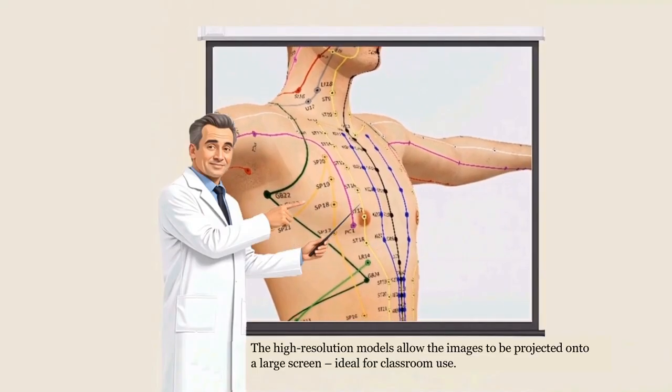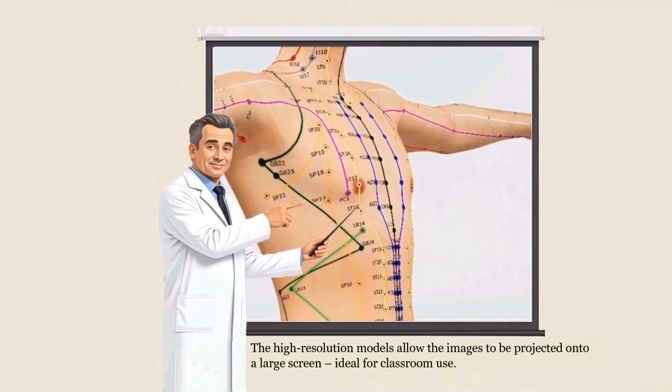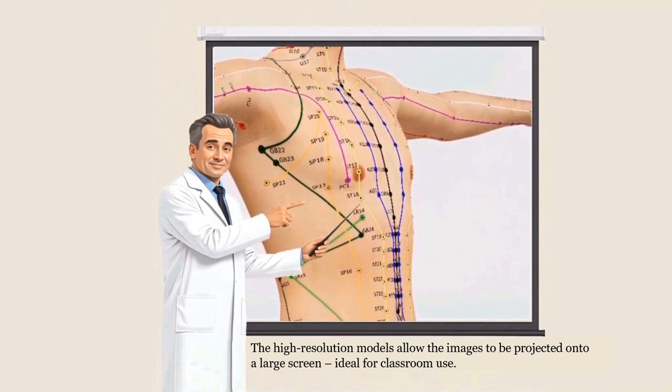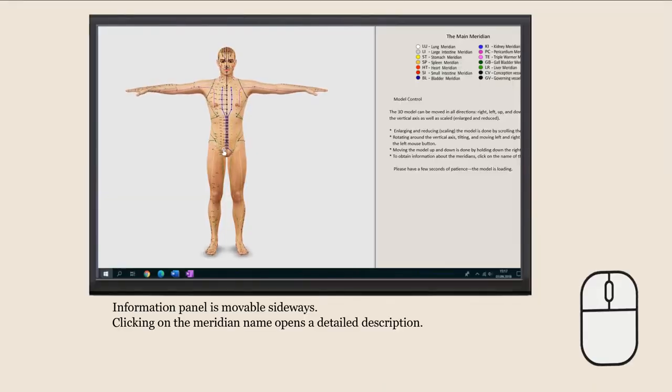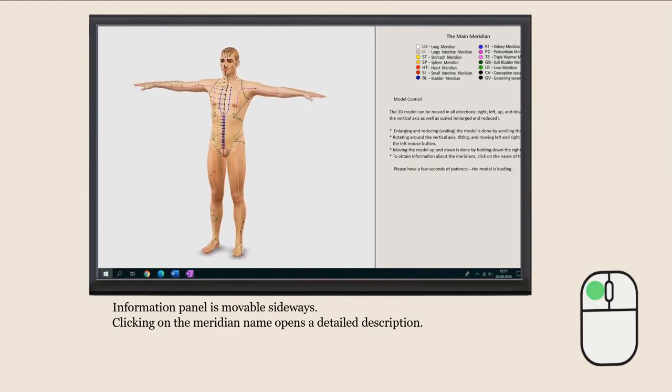The high-resolution models allow the images to be projected onto a large screen, ideal for classroom use. Information panel is movable sideways. Clicking on the meridian name opens a detailed description.